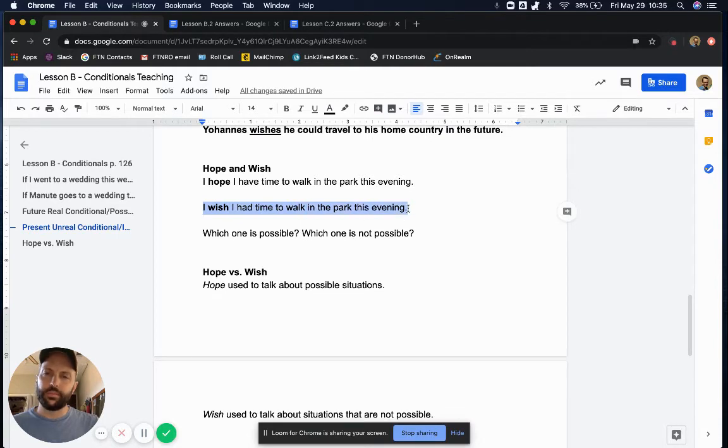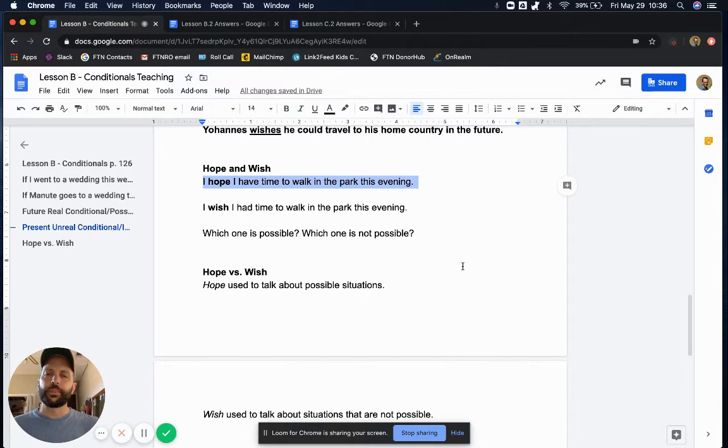I wish I had time to walk in the park this evening. Think about what I would say after that sentence. Oh, I wish I had time to walk in the park this evening, but I have too much to do. Think about how that's different from the idea of hope. I hope I have time to walk in the park this evening. I have some things to do, but I should be able to finish them in time. You see just how when you use the word hope, it brings to mind a different feeling as opposed to wish. Wish it's just not possible when you use wish, whatever it is you're wanting to do.